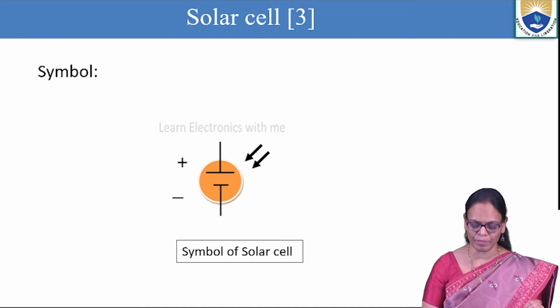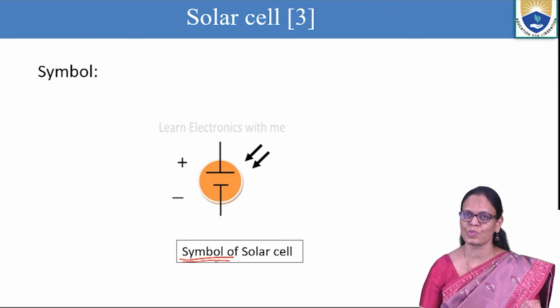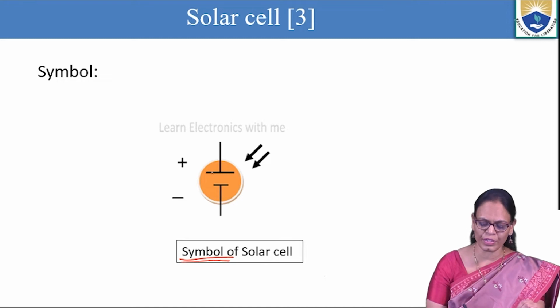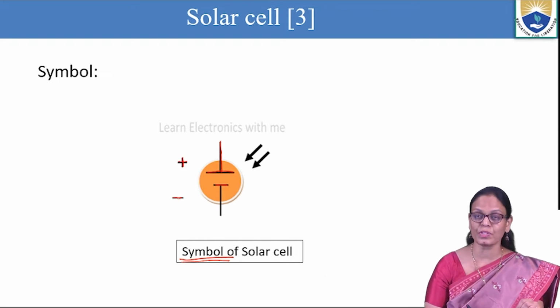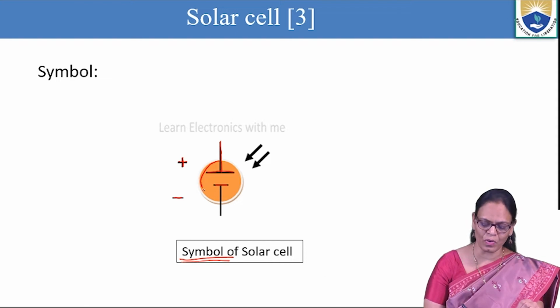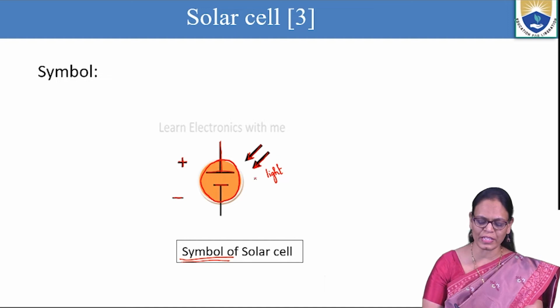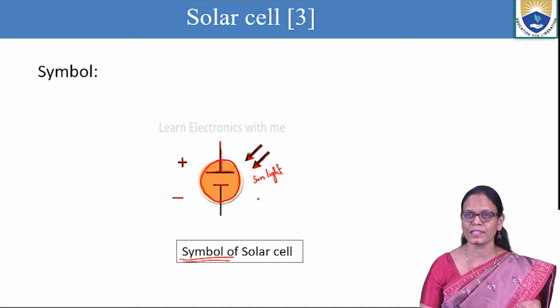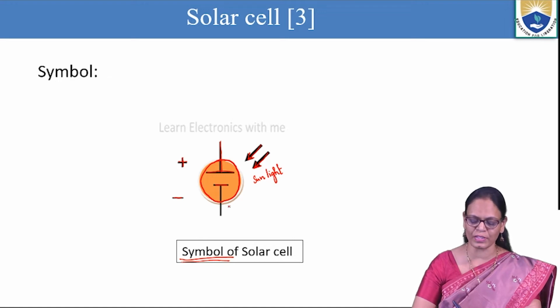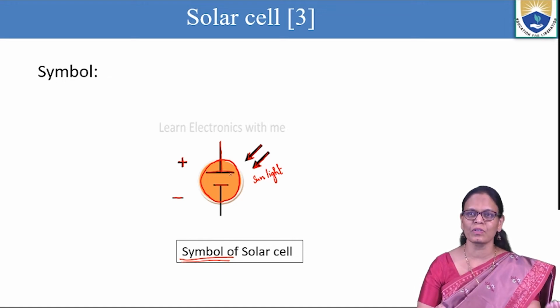Now coming to the symbol. What is the symbol we use for a solar cell? What we have here is two lines, where this is the positive terminal and this is the negative terminal, and they are enclosed in a circle, and we have two arrows that denote that light is falling on the cell. Here we say it is sunlight because we are saying solar cell. So sunlight, when it falls on the cell, gets converted into electrical energy.